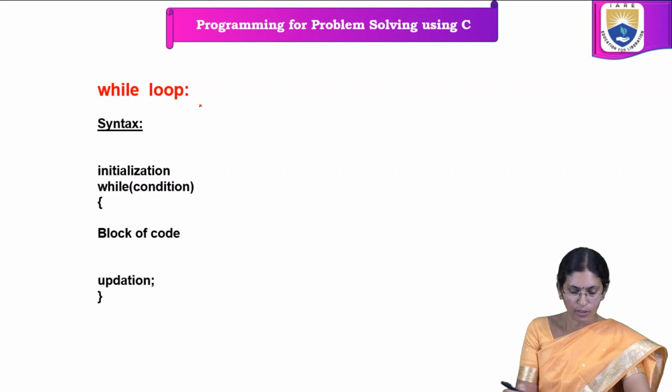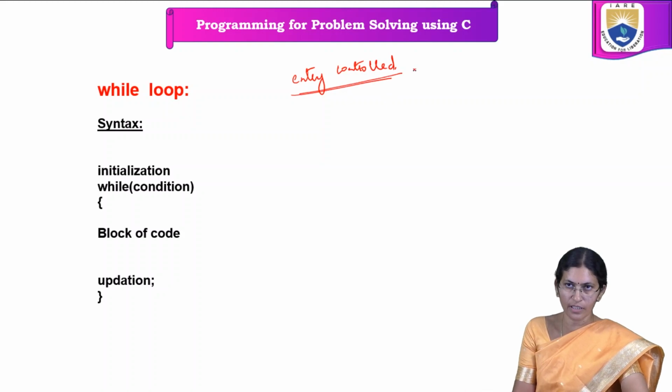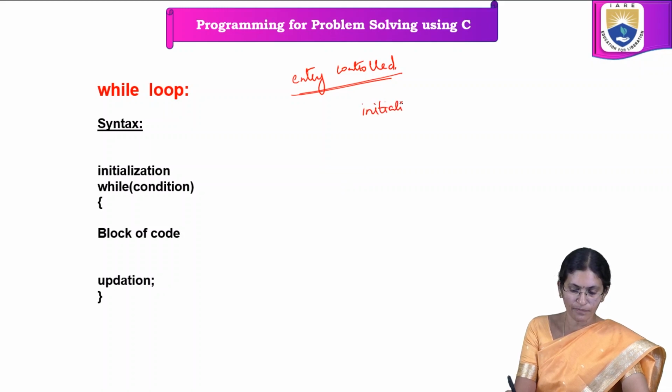The next one is the while loop. The while loop is also an entry control loop. We have seen the working of the for loop. The for loop is an entry control loop, whereas the while loop is also an entry control loop. In any loop, we need to have three expressions. The first one is initialization, the second one is condition, and the third one is updation.